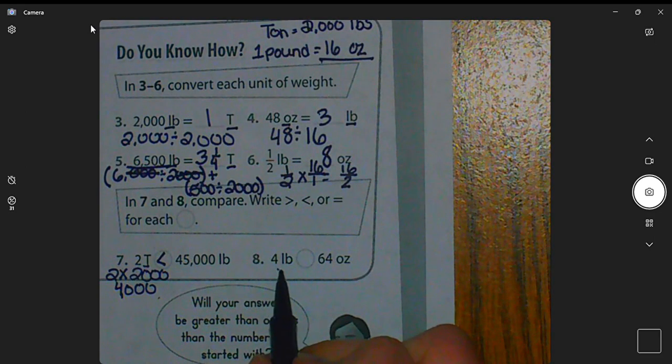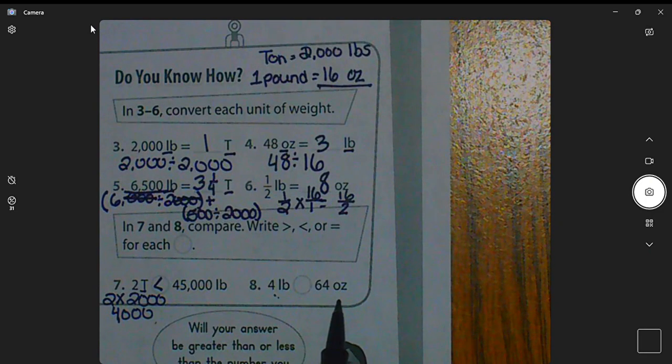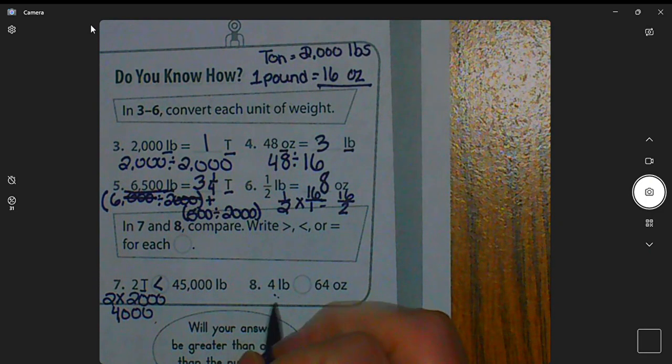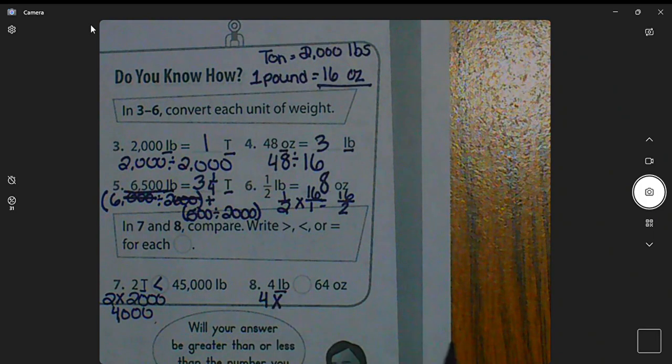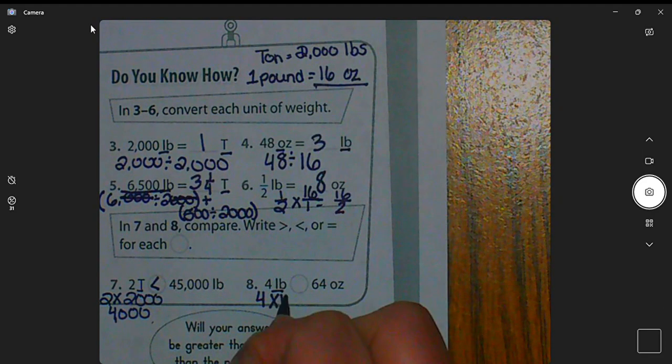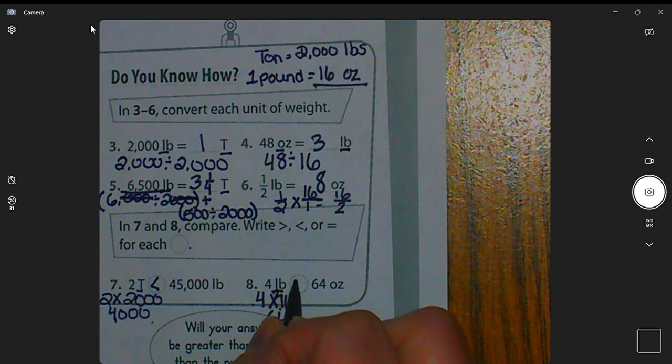4 pounds, greater than, less than, or equal to 64 ounces. Let's change pounds to ounces. So 4 times, how many ounces does it take to make a pound? Yes, 16. So 4 times 6 is 24. Put the 4, carry the 2. 4 times 1 is 4, plus 2 is 6. So 64 ounces, yes, is equal to 64 ounces.